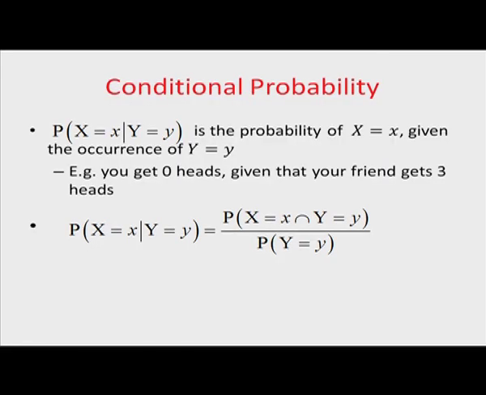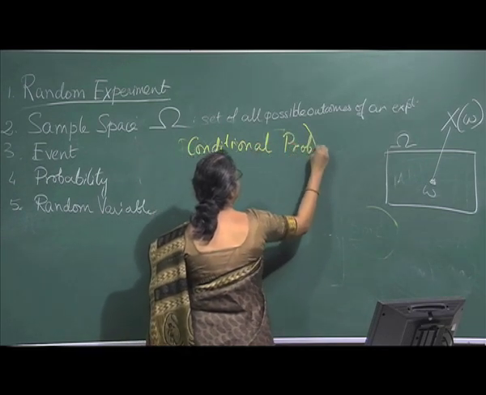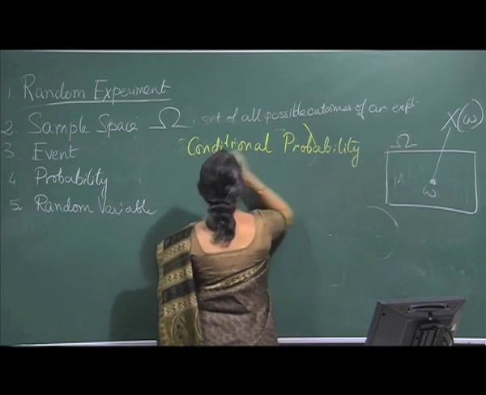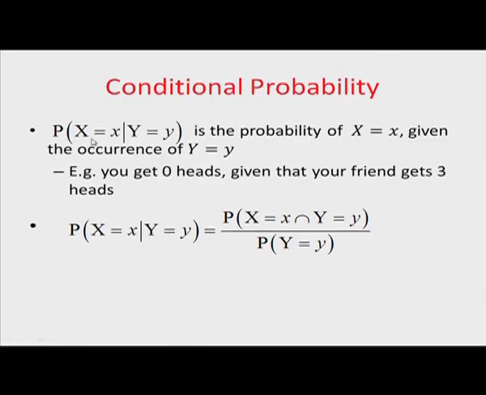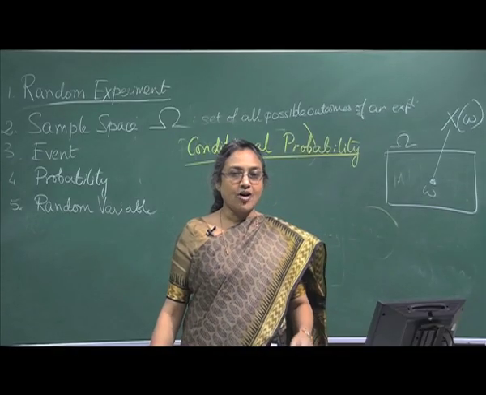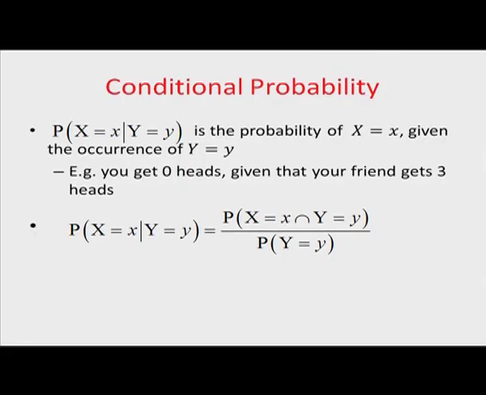The next thing we discuss is conditional probability. Suppose you have two random variables, capital X and capital Y. The probability that capital X takes value small x, given that capital Y gets value small y, is the probability of X equal to x given the occurrence of Y equal to y. For example, we can talk about the probability of you getting 0 heads given that your friend gets 5 heads. This can be represented by the conditional probability.